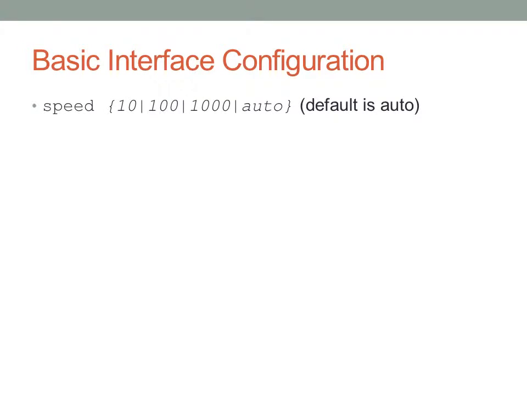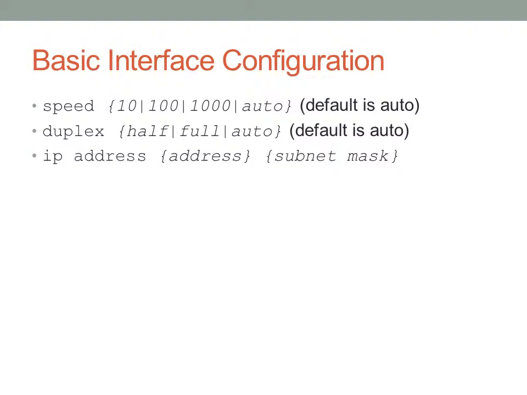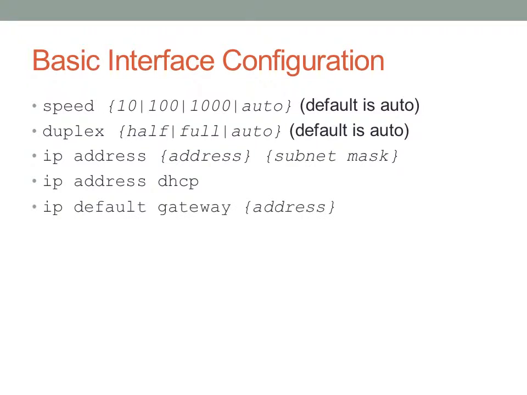You can configure a speed or duplex. The individual settings are listed there. You can configure an IP address on an interface. Normally on switches, this is done on a VLAN. We'll be talking more about IP addresses in the next section. You can also configure the switch to get its IP address from a DHCP server with the command ip address dhcp.